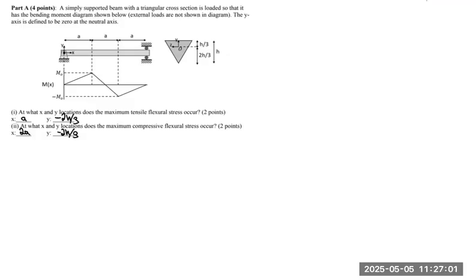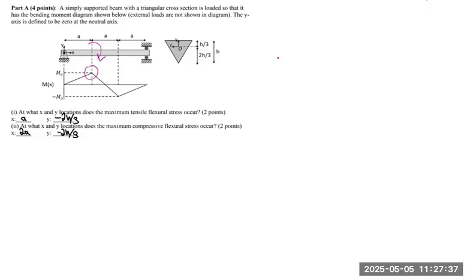So enough of our theory previously. We're now going to be going through this problem. At what X and Y locations does the maximum tensile flexural stress occur? So remember, if we have a positive moment here, it means that on this bending moment diagram at this point, there is not a counterclockwise moment, although it's positive on the bending moment diagram, but rather a negative counterclockwise moment.